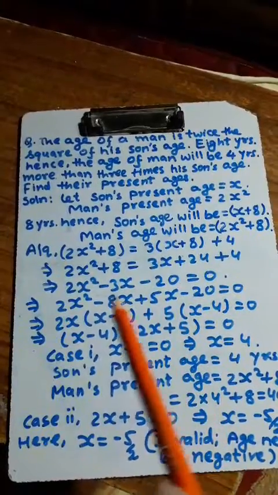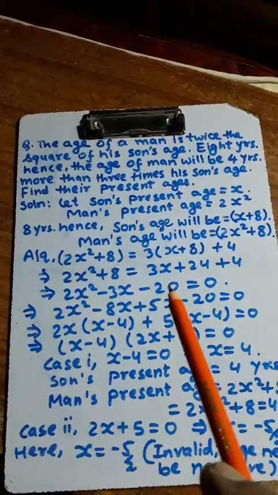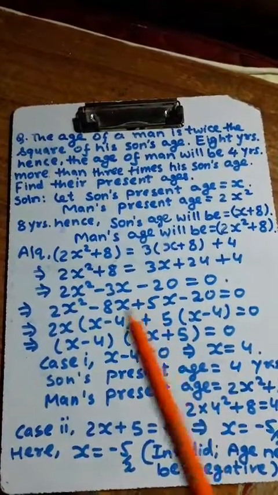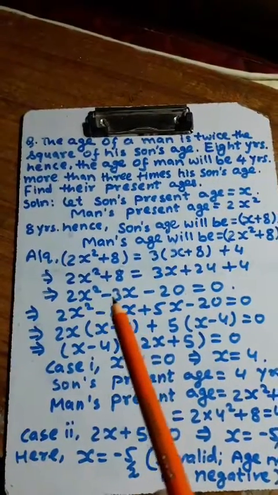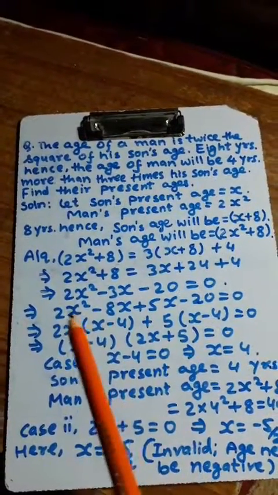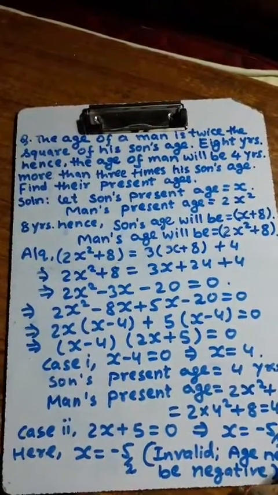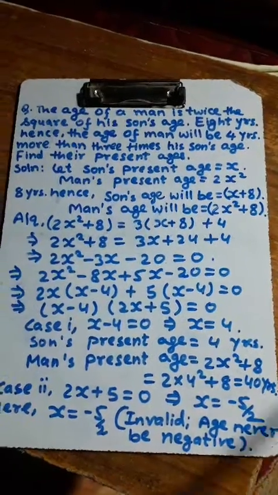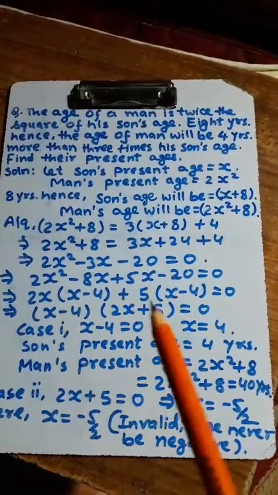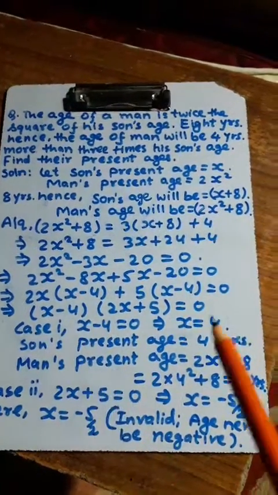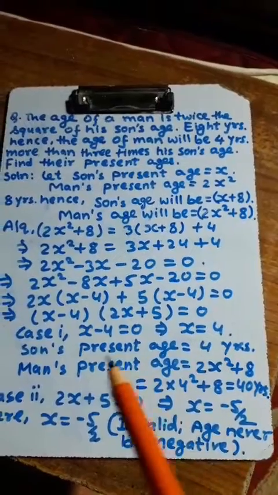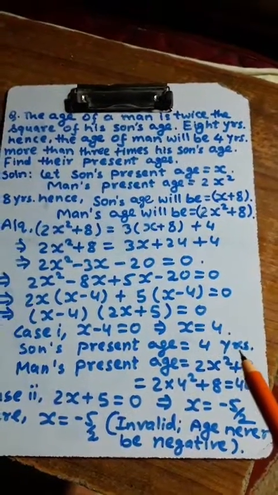Now use the splitting of the middle term. 2 into 20, 40. 40 we can write as 8 into 5. 8 minus 5, 3. The minus 3x means minus 8x plus 5x. In the first two terms and the last two terms we have to take common. 2x into x minus 4, then 5 into x minus 4. x minus 4 taken common, 2x plus 5, x minus 4 equal to 0, x equal to 4. So the son's present age is 4 years.